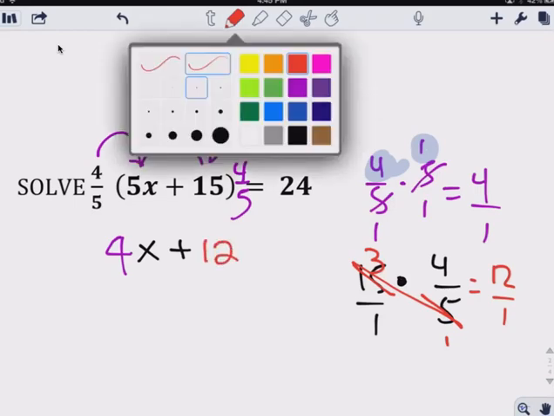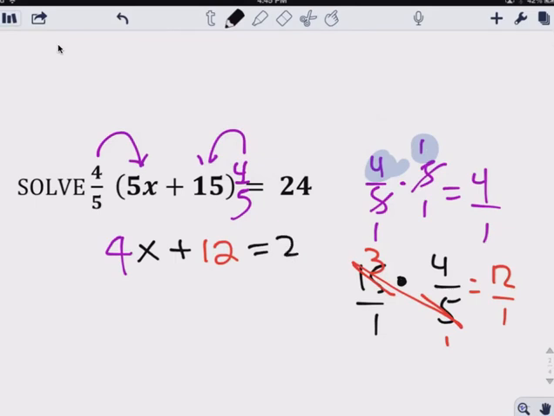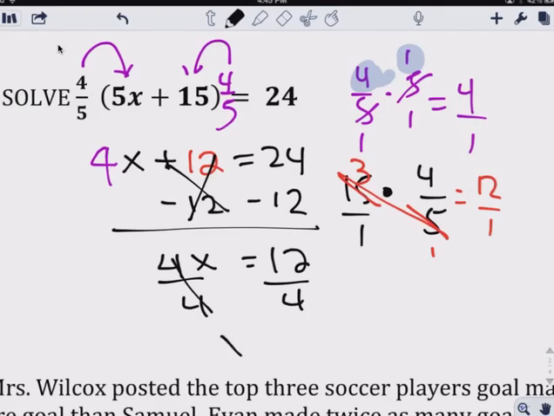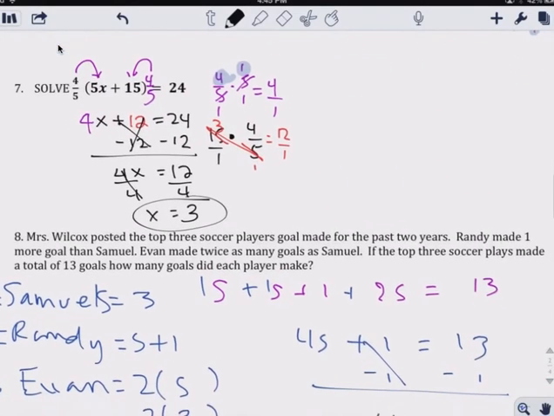And that equals, we bring down this 24 right there. Okay, minus 12 to make 0. That's 12 equals 4x. Divide by 4, divide by 4. x equals 3. That's our answer. And that's it.